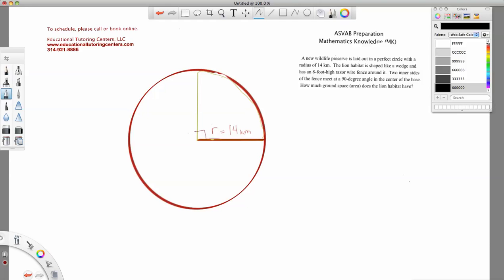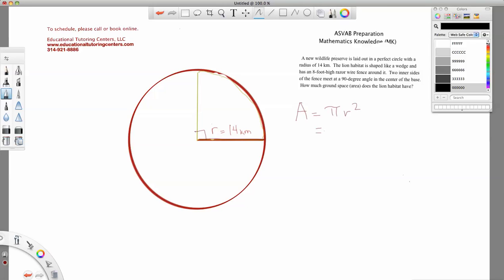The information about the height of the fence is added information in the sense that it's not used in the calculation, other than to let you know that the lions are contained in this wedge shape by the fence and not allowed to go into the other area. So in order to begin to solve for this wedge shape, we could take the approach of finding the area of the entire circle. So to find the area of a circle, we use the formula A equals pi r squared.